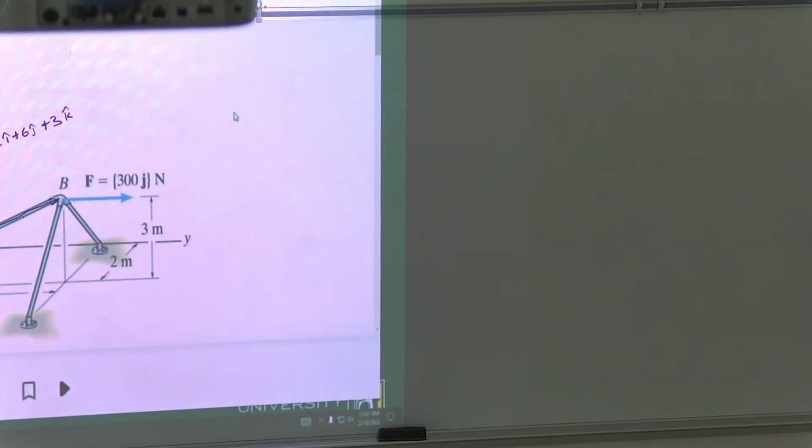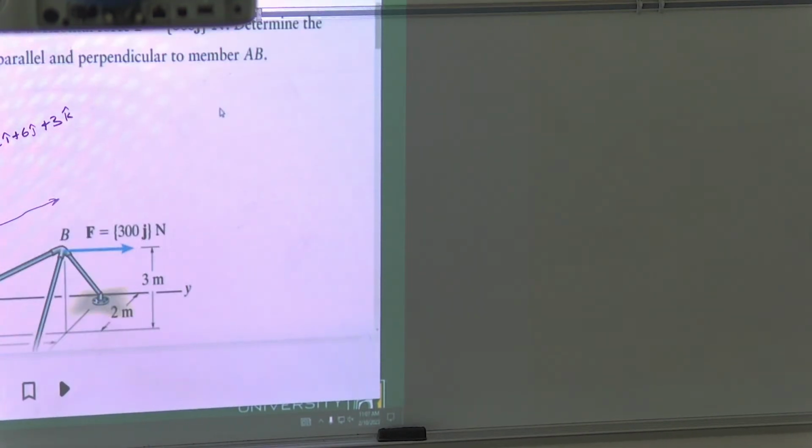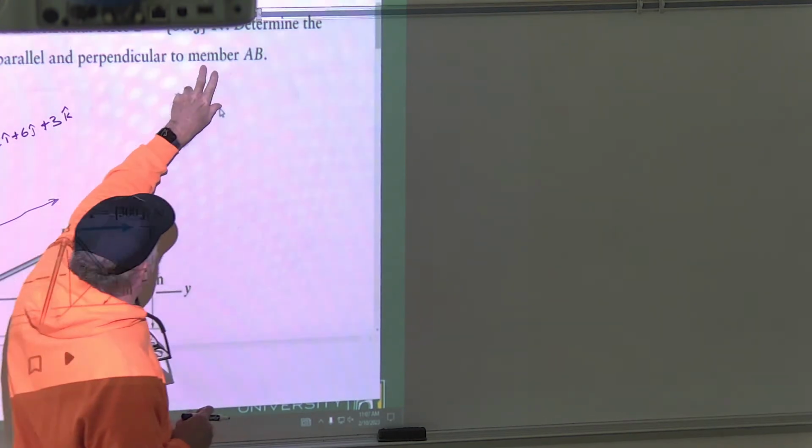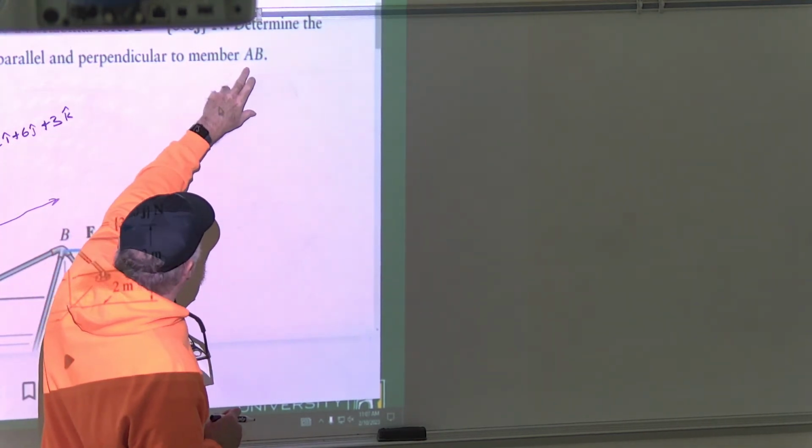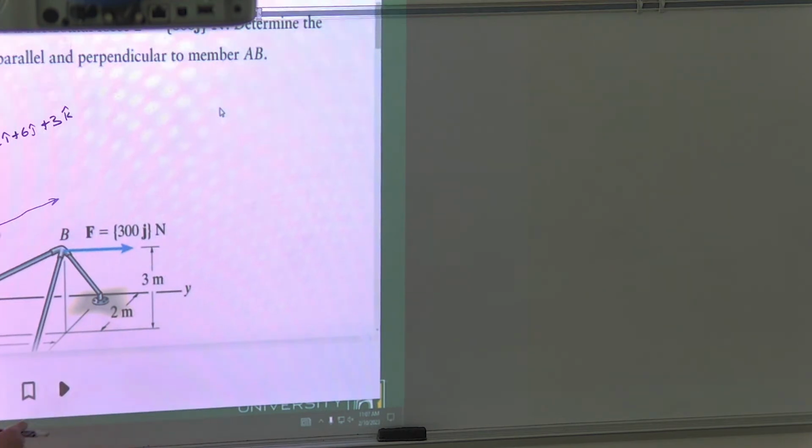Then I really don't want to do this particularly. I kind of want to do this dotted with the unit vector going in the direction of A. Now let's make sure that he's asking that. Let me roll back up and look at the words. Determine the magnitude of the component of this force parallel and perpendicular to the member. So it's along AB, but you don't have to dot the AB. You're supposed to dot the unit vector.